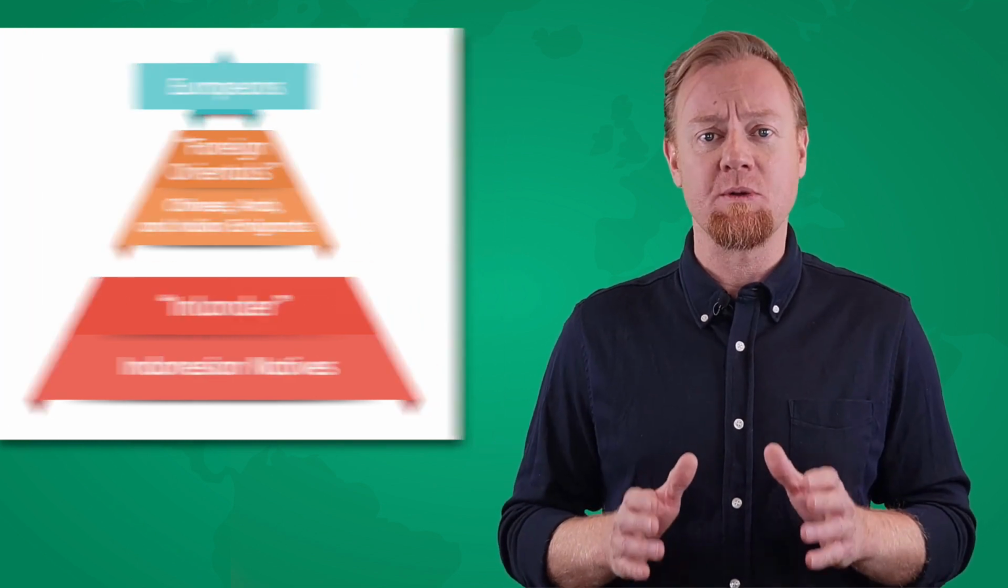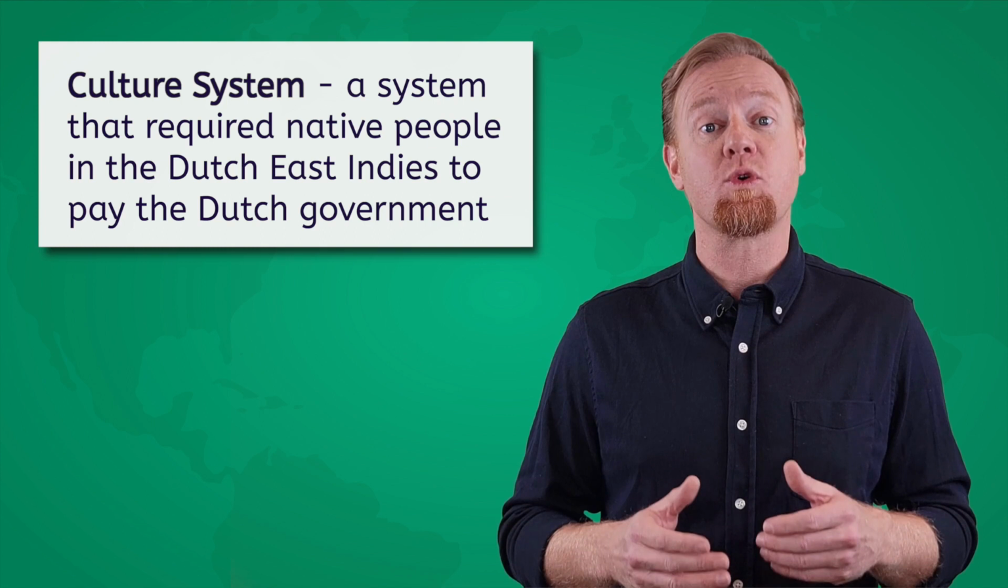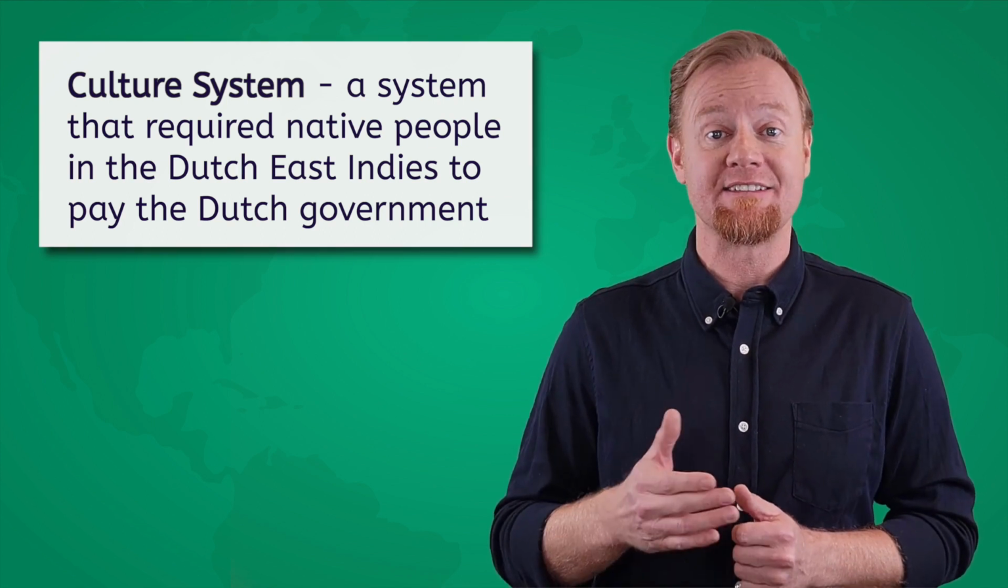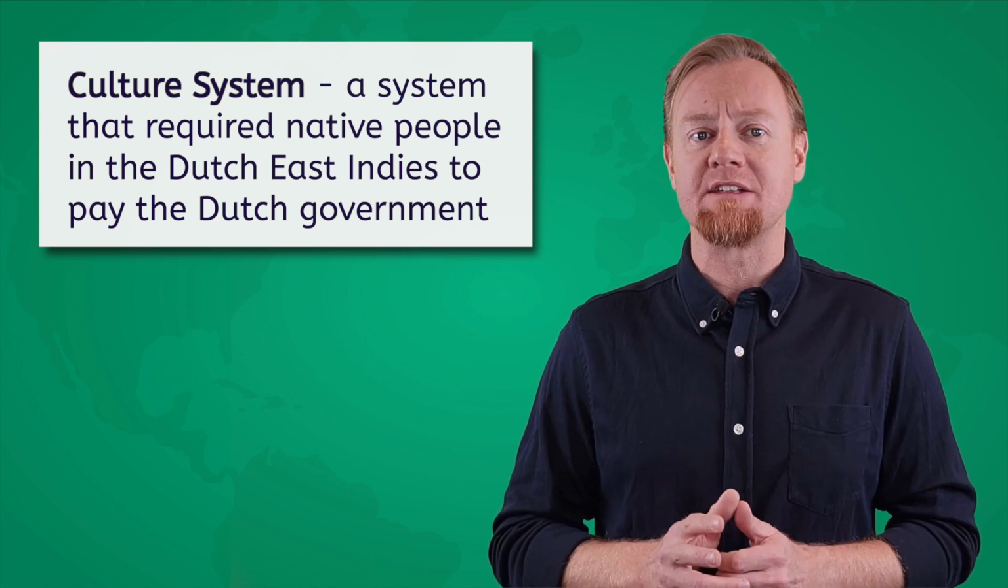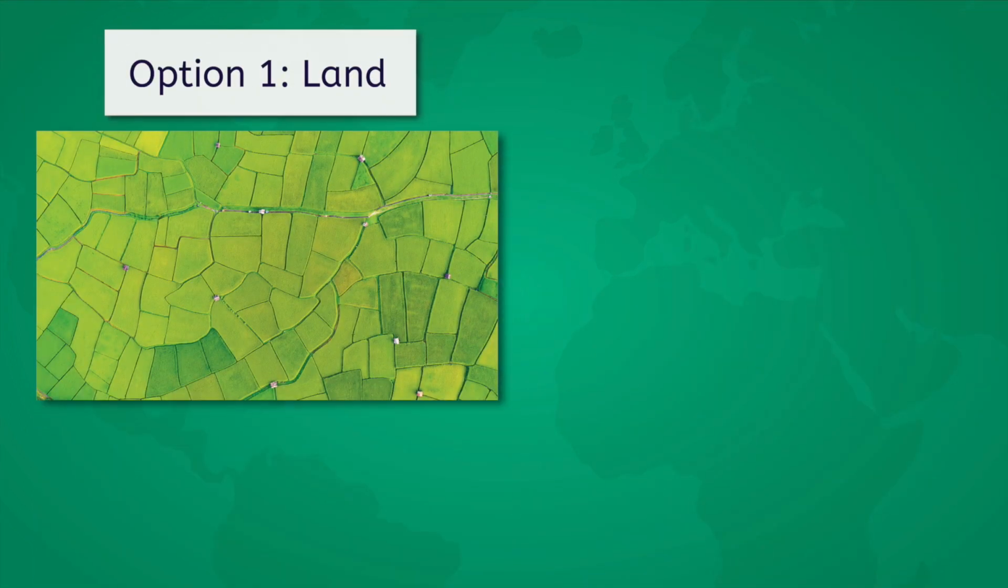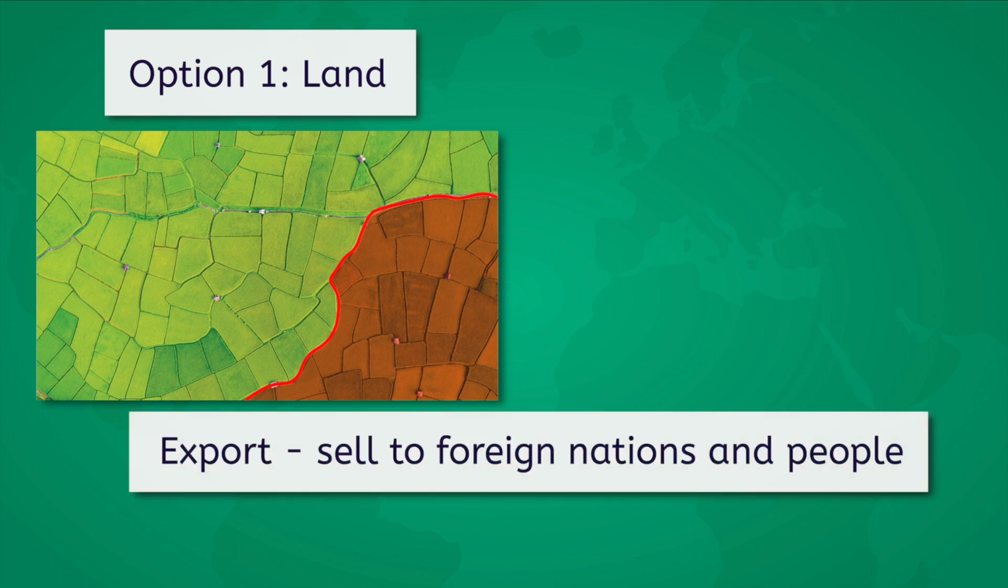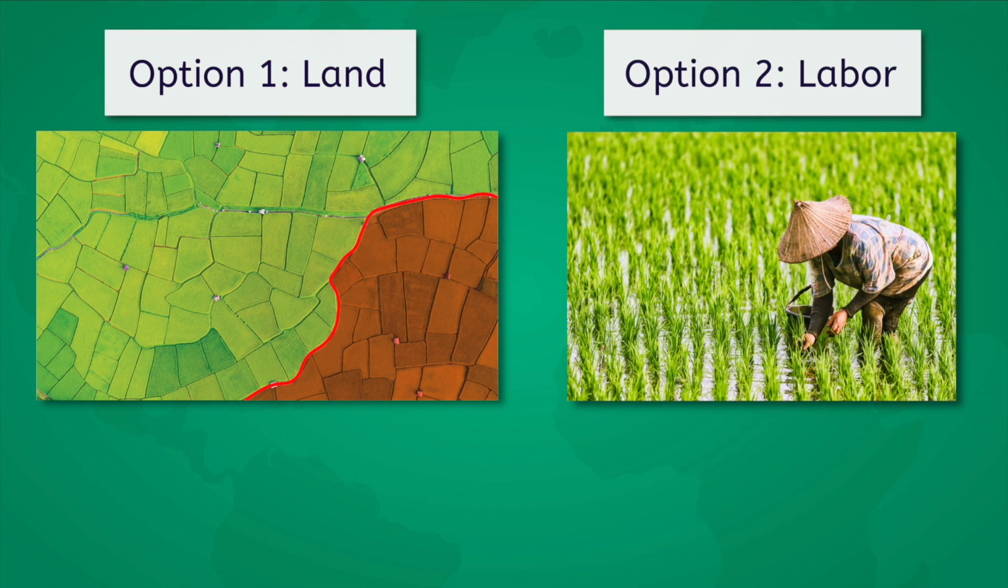The VOC also instituted the culture system, which required native peoples in the Dutch East Indies to pay the Dutch government. Payment could be made in two ways. The first option required villagers to set aside 1/5 of their lands to produce crops that the VOC could export, or sell to foreign nations and people, for profit, like coffee, pepper, and sugar. For those who did not own or rent land, there was another option, spending 1/5 of the year, or 66 days, working on a Dutch-owned plantation.